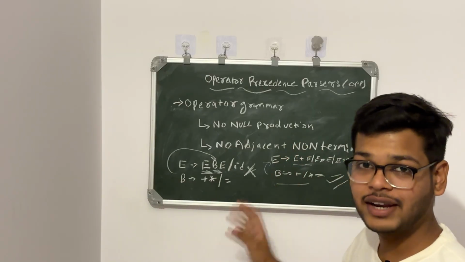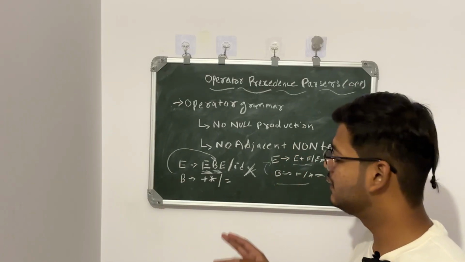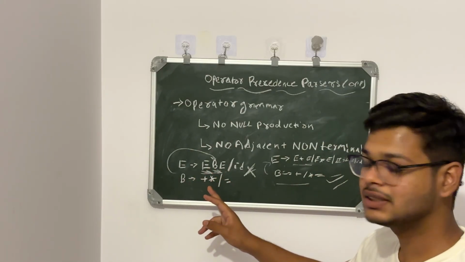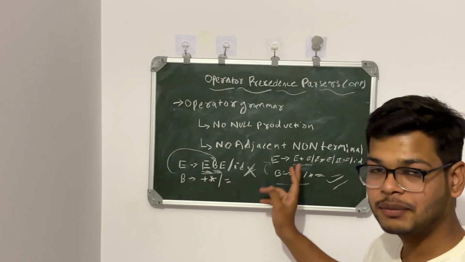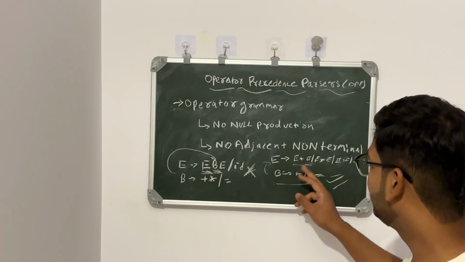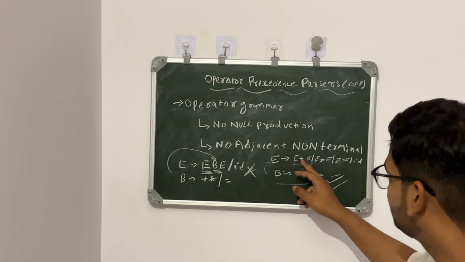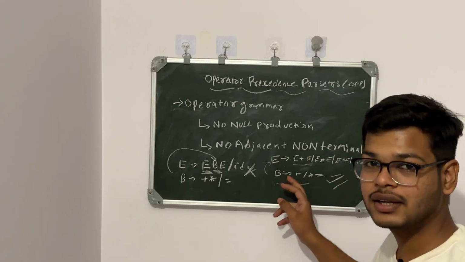Operator grammar should not have any null production, and it should not contain two adjacent non-terminals. Which means this grammar, which contains EB and BE as two adjacent non-terminals, is not an operator precedence grammar. To convert this into an operator grammar, we need to expand this B inside E. This will become E goes to E plus E, E star E, and E goes to B and ID. This is an operator grammar.